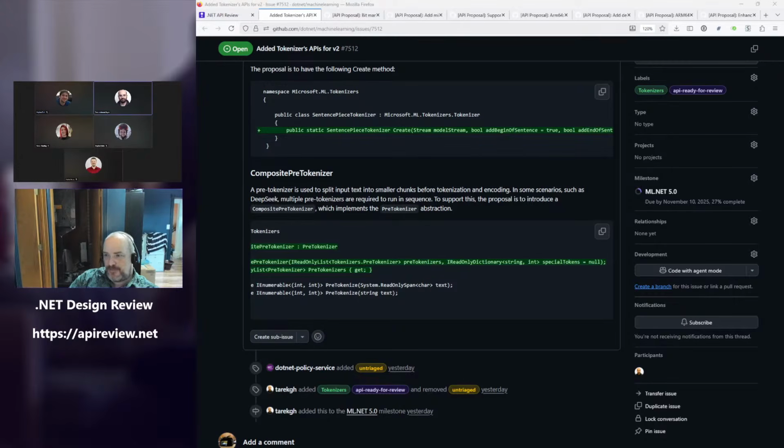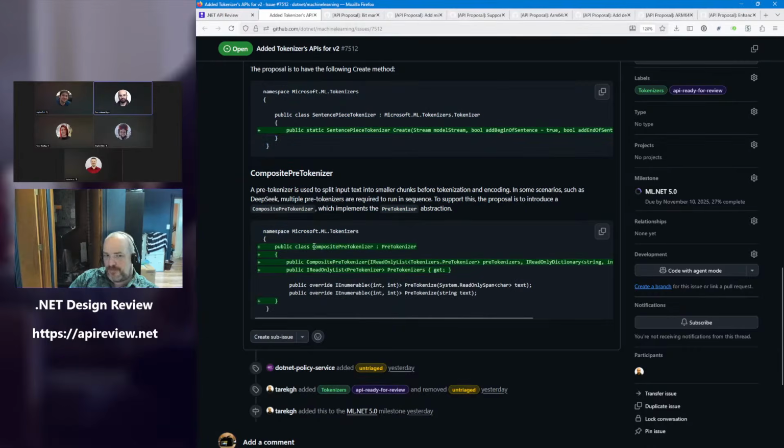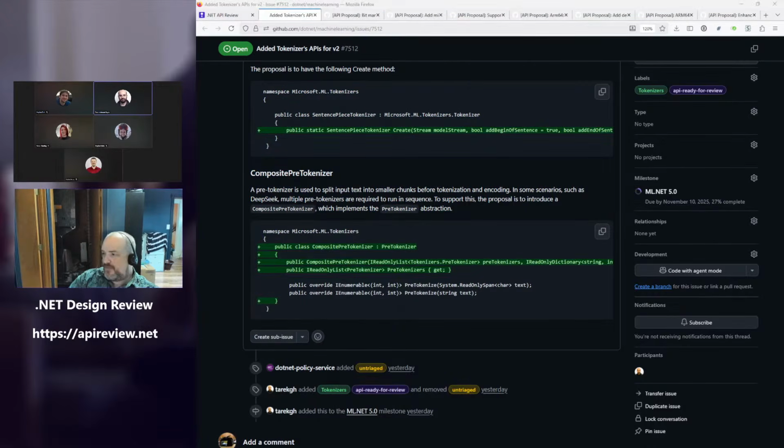The one thing I want to check also: is composite pre-tokenizer a good enough name? One thing I mentioned is that the order of the list of pre-tokenizers passed to the constructor here is very important. I feel like we use the same word in ASP.NET pipelining and HTTP client pipelining and a bunch of other places, and they always mean order matters. Am I wrong, Steven?